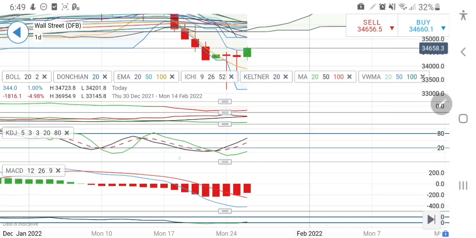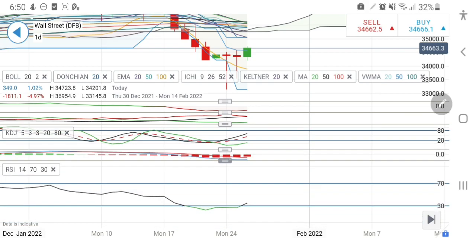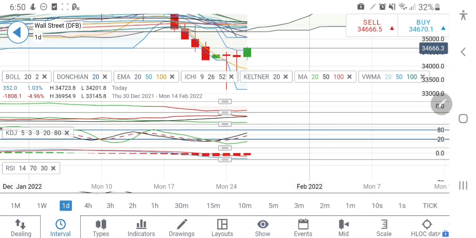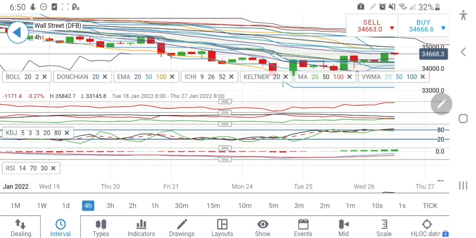Right now it is in buy zone. The MACD lines are trying to converge together and probably trying to cross over. The RSI was oversold for the last couple of days and few sessions. It is trying to come into a comfortable position, and it is already in a comfortable position. Now let's have a look at the 4-hour charts.